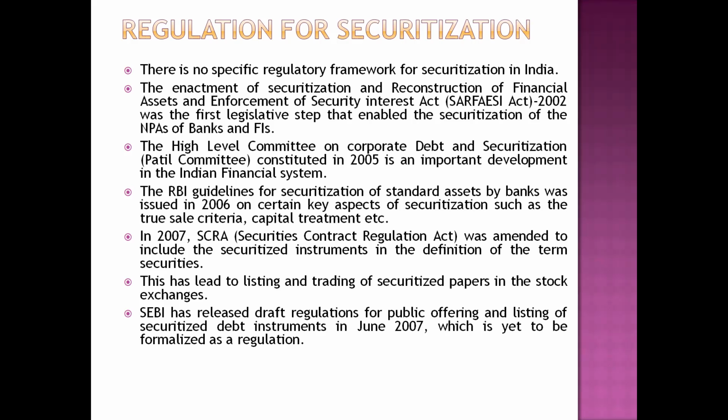Before 2007, it was very difficult to have clarity relating to securitization. It was treated under the General Contract Act of 1881, which was not sufficient because the nature of the securitization contract is special and different. That is why in 2007, the Securities Contract Regulation Act was amended, and securitization instruments were included in that. This led to the listing and trading of securities papers in the stock exchanges. So now the listing of these securitized products, if it is abundant, they come for public issues, and securitized assets came into existence.